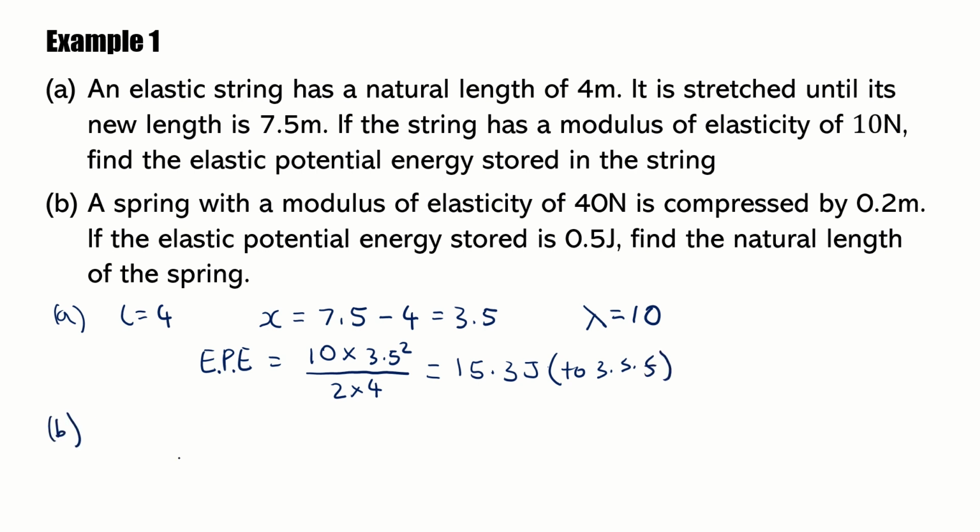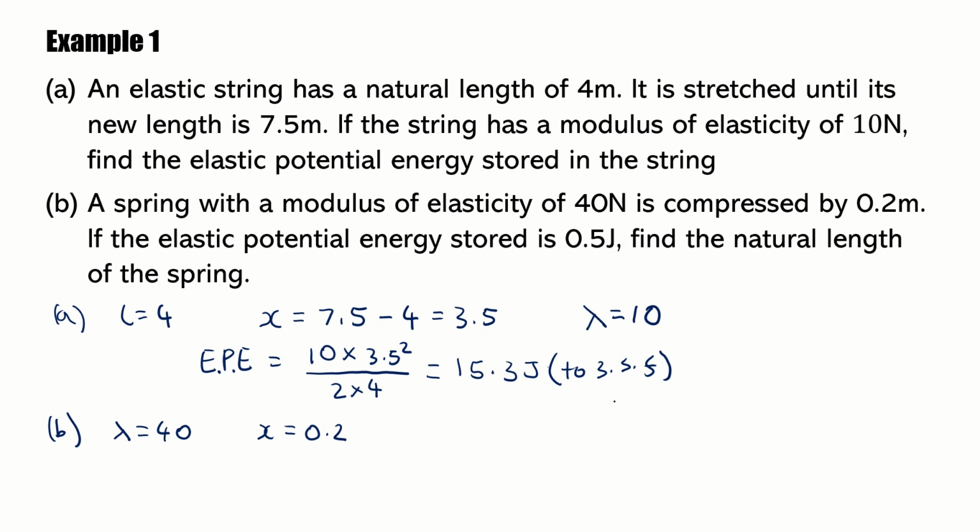Part B, watch out for the wording again. So we've got a spring with a modulus of elasticity of 40, so therefore this time lambda is equal to 40. It's compressed by 0.2, so by saying those words, they're actually directly telling us x this time. So that's why you've got to be so careful when reading this stuff. And the elastic potential energy stored is 0.5 joules, and we've got to find the natural length.